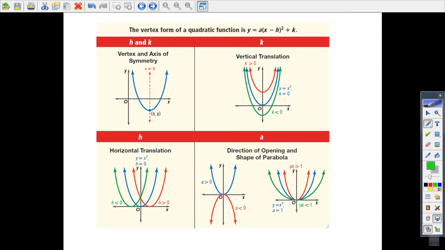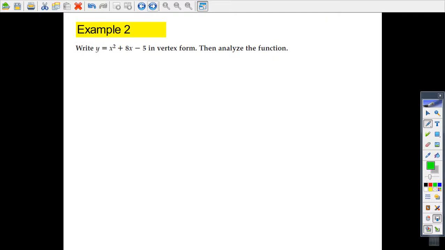Okay, now, the fun part. We could take any function that is in standard form of a parabola and change it so that it becomes vertex form.